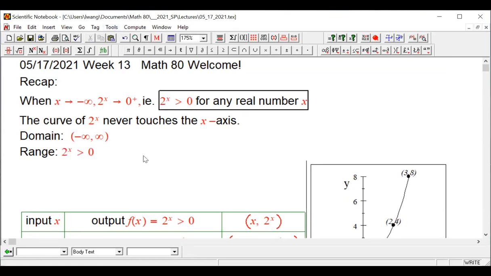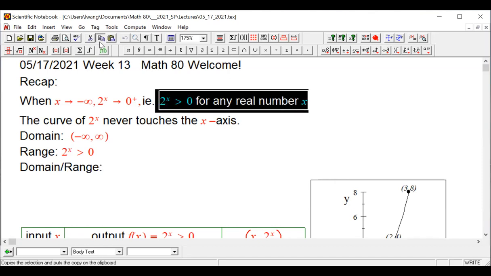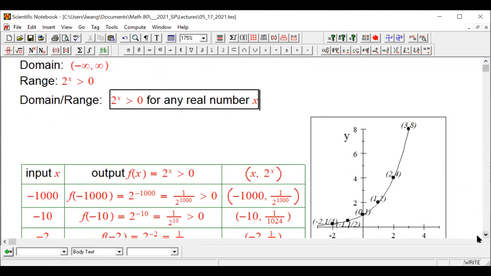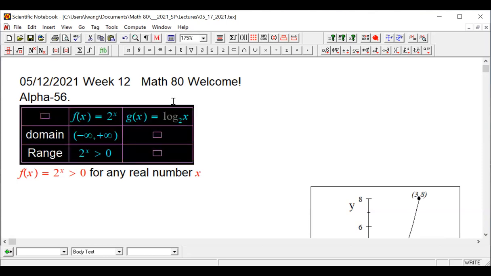And domain and range together is that sentence. Okay, so that's what we did last time. And we graphed 2 to the power x, this exponential function. And next, we're going to continue to graph log base 2 of x.